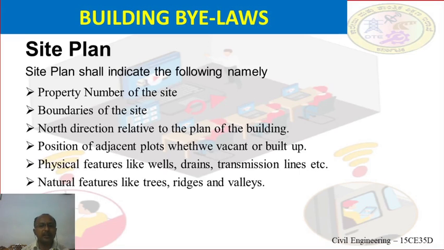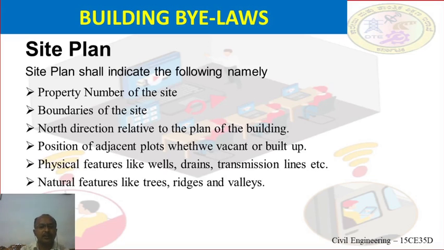And physical features like wells, drains, transmission lines, if there are any, you have to indicate on the site plan. That means the physical features may be the drainage or wells, usually the underground drainage lines or wells, and transmission lines with the voltage of the transmission lines, high voltage or low voltage transmission lines, which are to be shown in the site plan. And natural features like trees, ridges, and valleys.